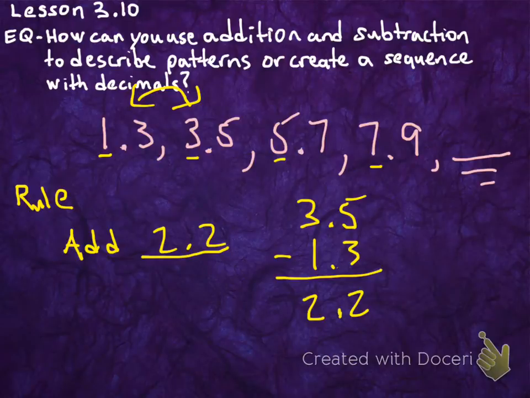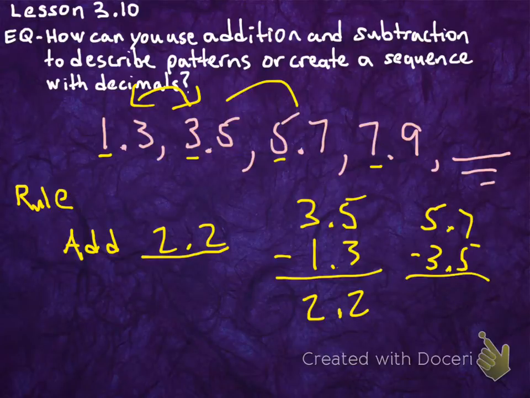Now I could check these numbers right here. I could take 5 7/10 and subtract 3 5/10 just to make sure that the difference between those two consecutive numbers in the sequence is also 2 2/10. And if I do that, I take 7 minus 5, I get 2, and 5 minus 3, which is also 2, and then once again that decimal comes straight down, and the difference between those two numbers is 2 2/10. The difference then between 5 7/10 and 7 9/10 will also be 2 2/10.